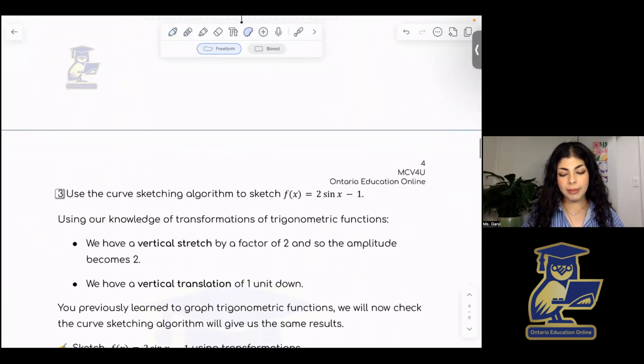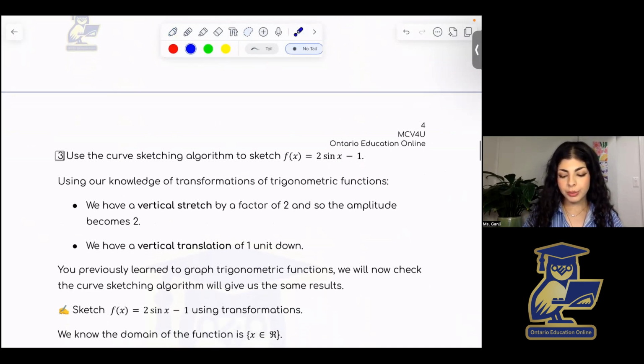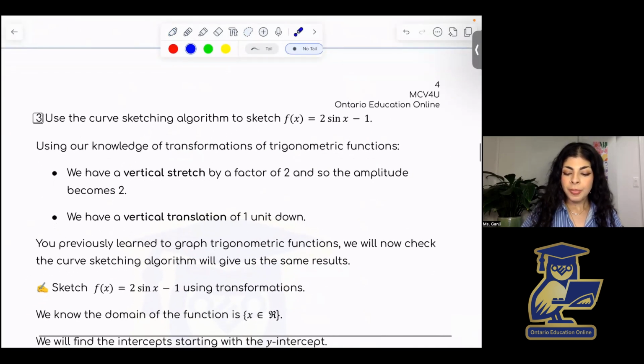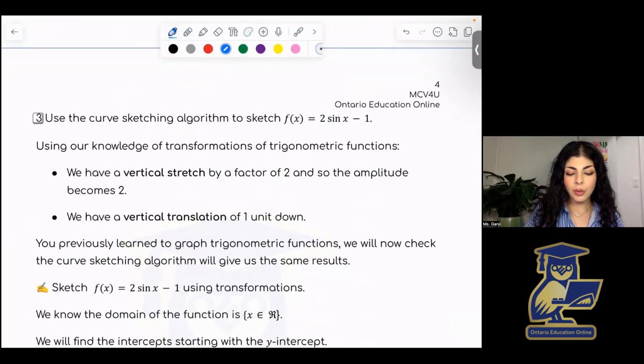And for our final example, we're going to see a sine function. So f of x is equal to 2 sine of x minus 1. So first I did want to interpret this using transformations. So we know that because of this 2, we have a vertical stretch by a factor of 2. And so our amplitude now is 2. So as we are going up and down, these are going to be 2 instead of 1.